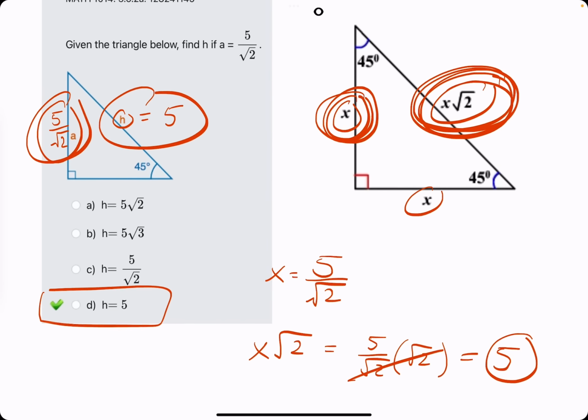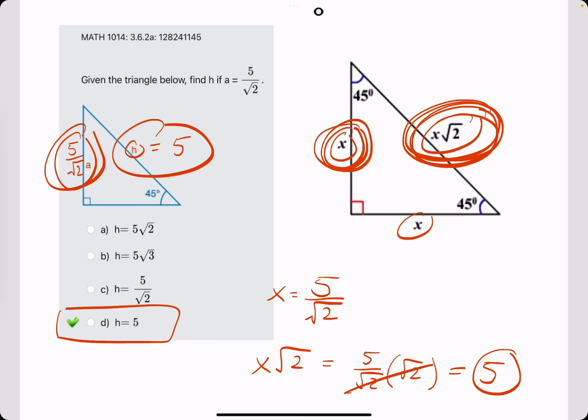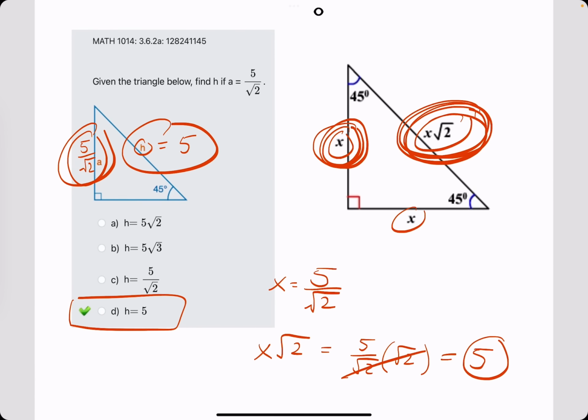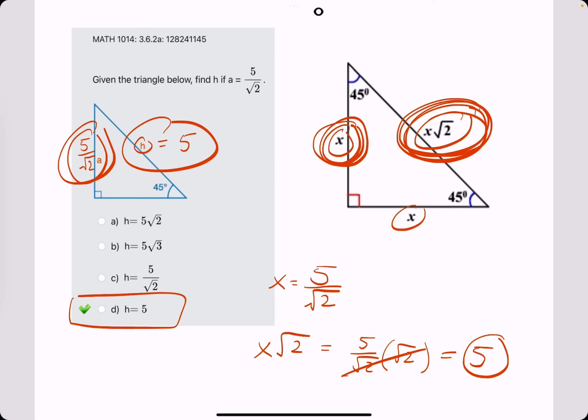And I think this is the only example I have with a 45, 45, 90 triangle. Sorry about that, but hopefully it's a little bit easier than the 30, 60, 90 triangle. Hope this shed some light on what you have to do with these though.